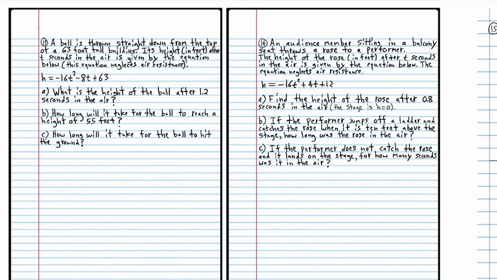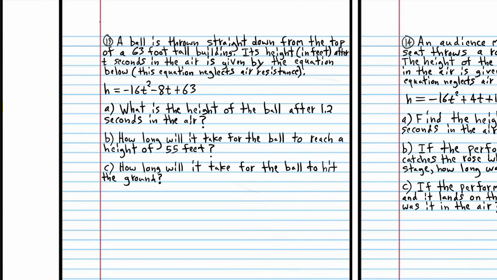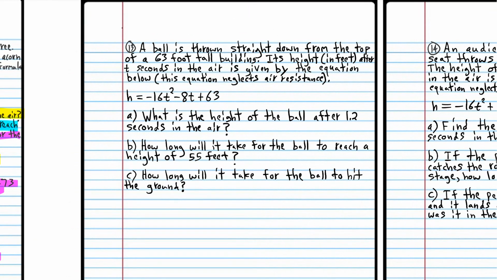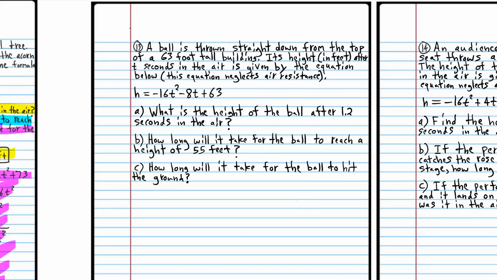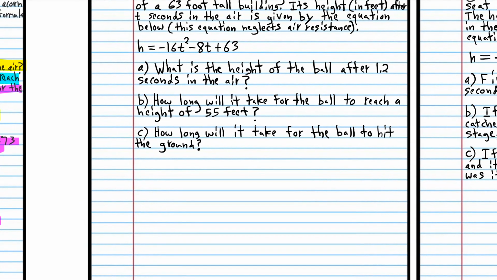So two more of these free fall problems. We'll do the first one together. It's really just the exact same problem pretty much. We just have a slightly different equation. So what is the height of the ball after 1.2 seconds in the air? So the height is equal to -16 times 1.2 to the second power minus 8 times 1.2 plus 63. So again, we just plugged in 1.2.